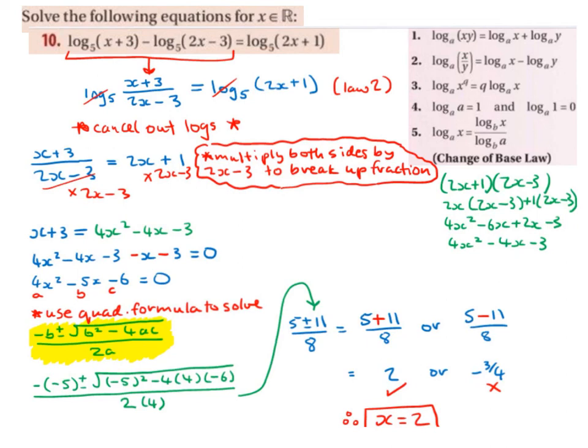So I would end up having log base 5 of minus a half, and I cannot have a negative argument, so I cannot have a negative number in here. So therefore minus 3 over 4 will not do. So our answer is going to be x is equal to 2.